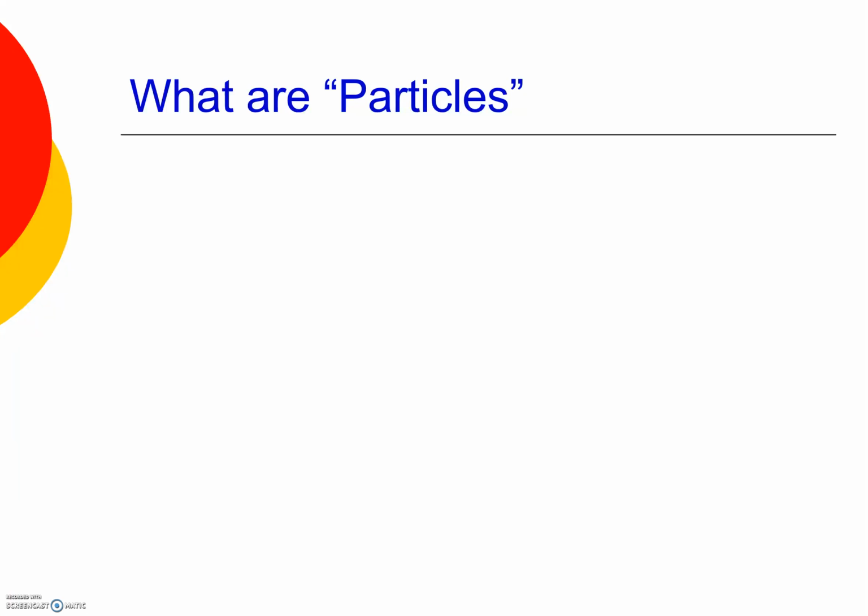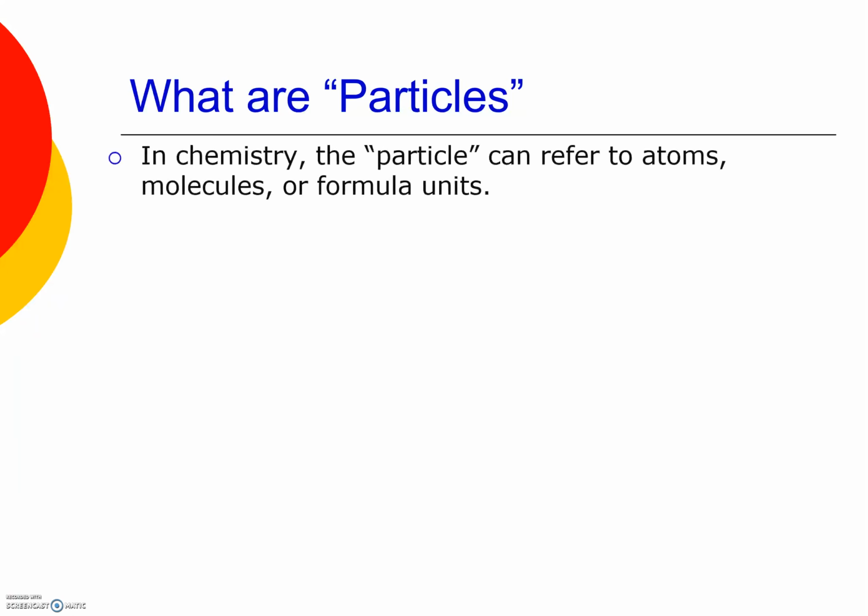All right, before we get into our calculations, we have to again specify what particles are. In chemistry, we basically have 3 main particles. We can have atoms, and that's if we're taking a look at something like carbon, maybe iron. We can have molecules. Molecules could be something like H2O, right? It has to be covalent. Or formula units. And formula units we use for ionic compounds.